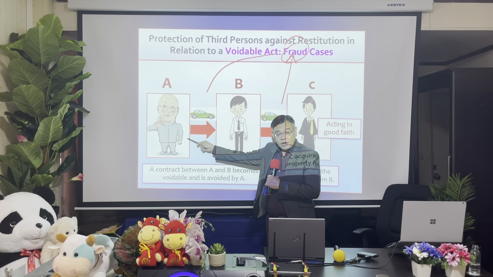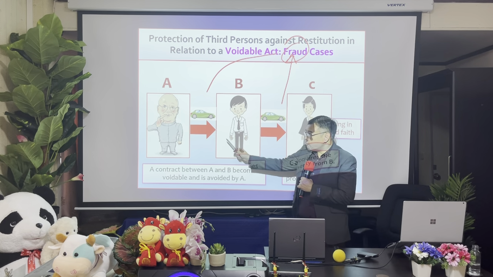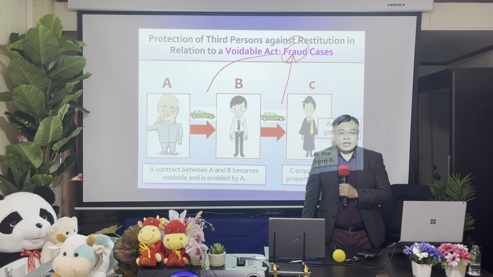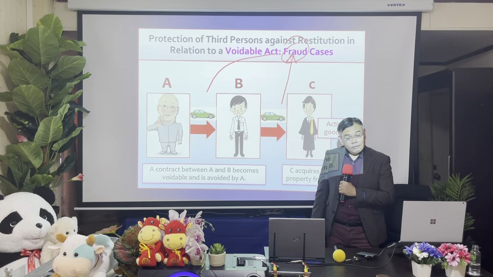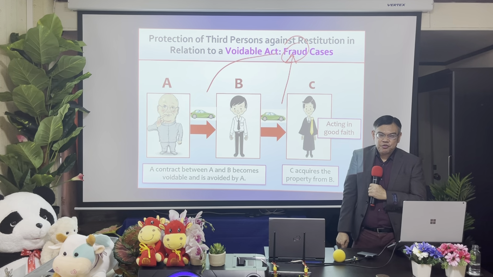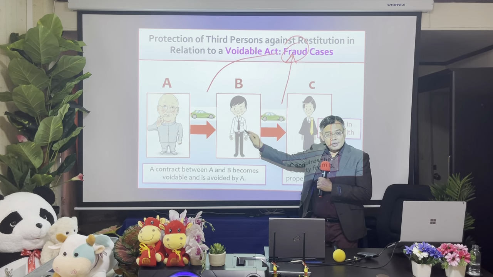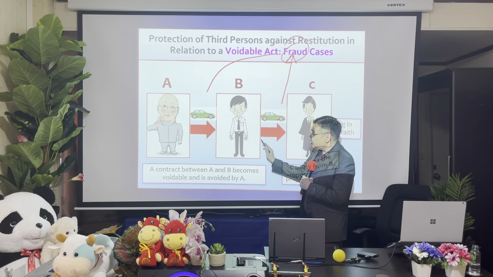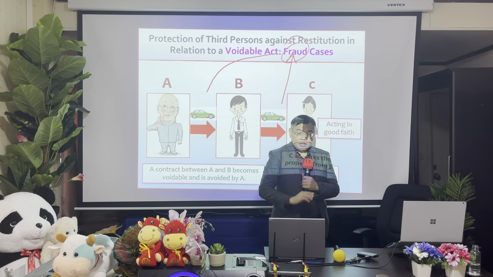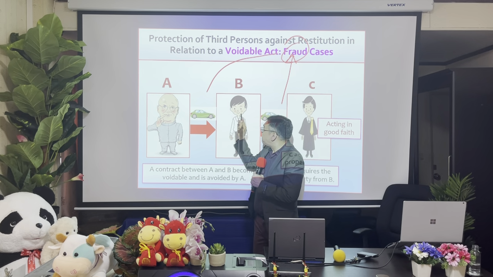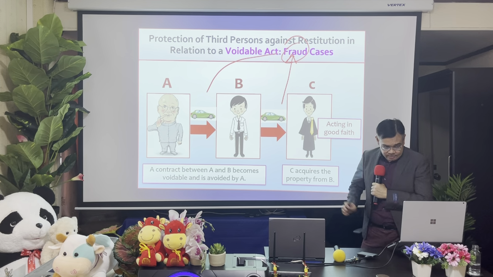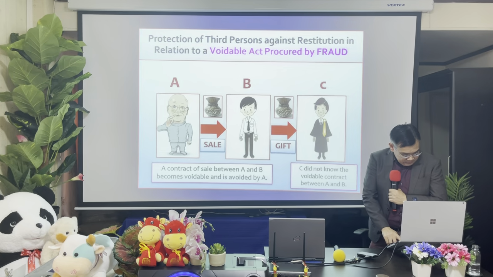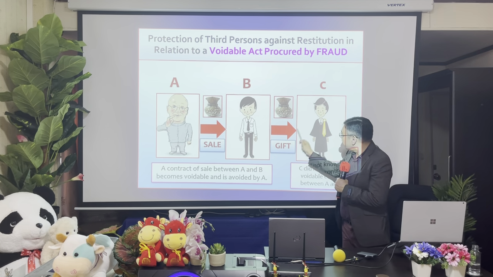If A avoided this contract, it would be deemed by law to have been void from the beginning, and then the parties to this contract would have to be restored to their original position under section 176, remember? In this case, B, the buyer, would have to return this car to A. But the thing is that before avoidance by A, B had given this car to C.